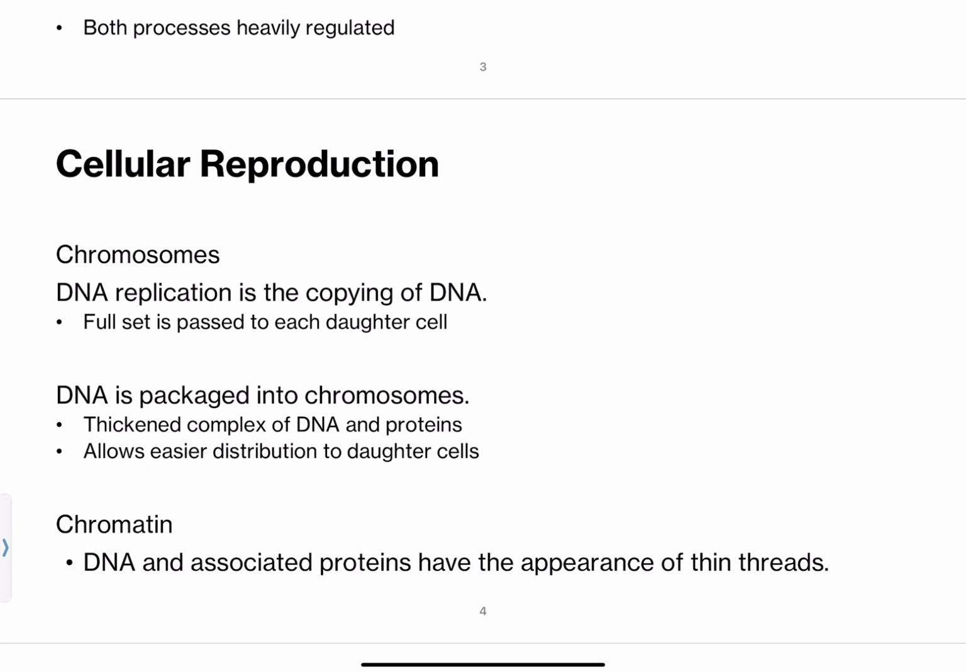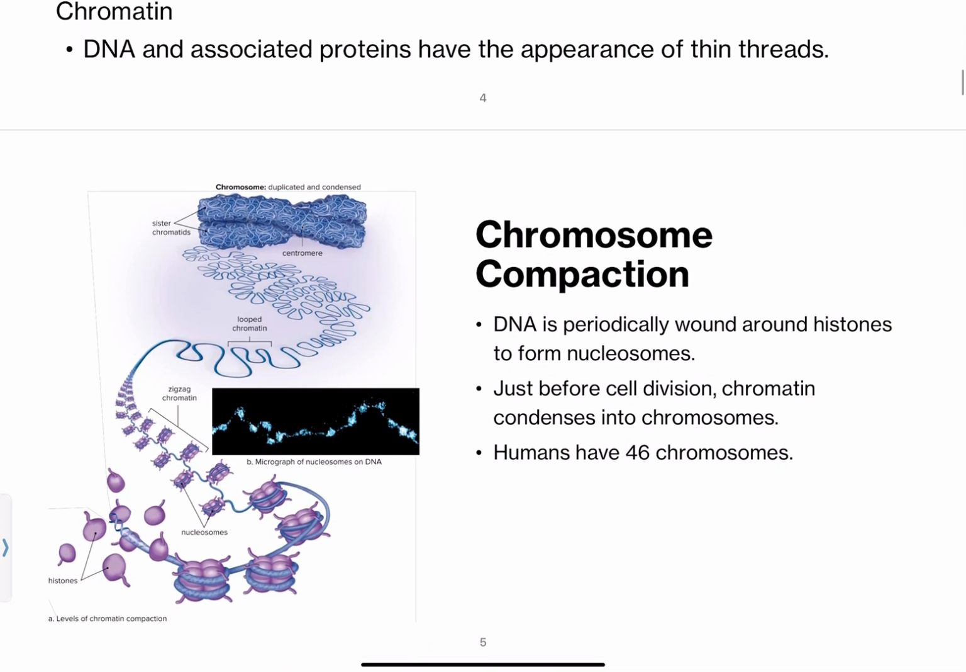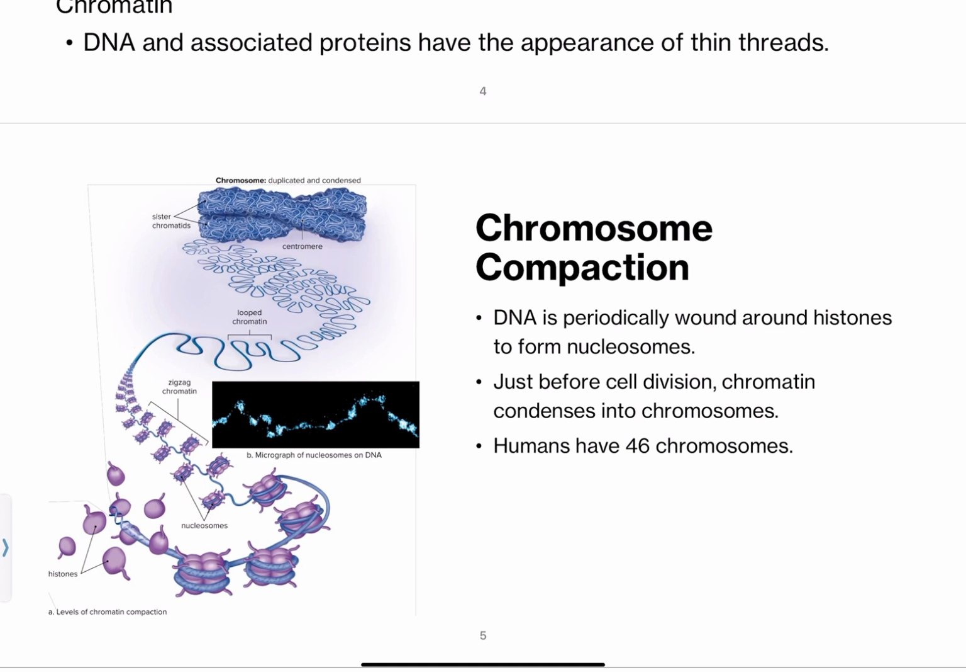When the cell isn't dividing, the DNA is in a looser form called chromatin, which looks like threads under a microscope. But right before division, the chromatin condenses into chromosomes, and this process is called chromosome compaction. This involves the DNA winding around proteins referred to as histones, and they form structures called nucleosomes. The nucleosomes coil up tightly to create a familiar X-shaped chromosome that you may have seen on a karyotype. Humans have 46 chromosomes in total, but they come in pairs. So we have 23 pairs of chromosomes, but 46 total chromosomes.